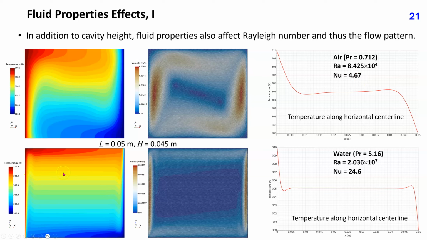These three plots below are for the same cavity and the same boundary conditions, but filled with water. The Prandtl number for water is 5.16 and the resulting Rayleigh number is 2.03 times 10 to the 7, which is much higher than the Rayleigh number when the cavity is filled with air. While the flow in air was laminar, in water it is turbulent, and the Nusselt number is much higher, 24.6.